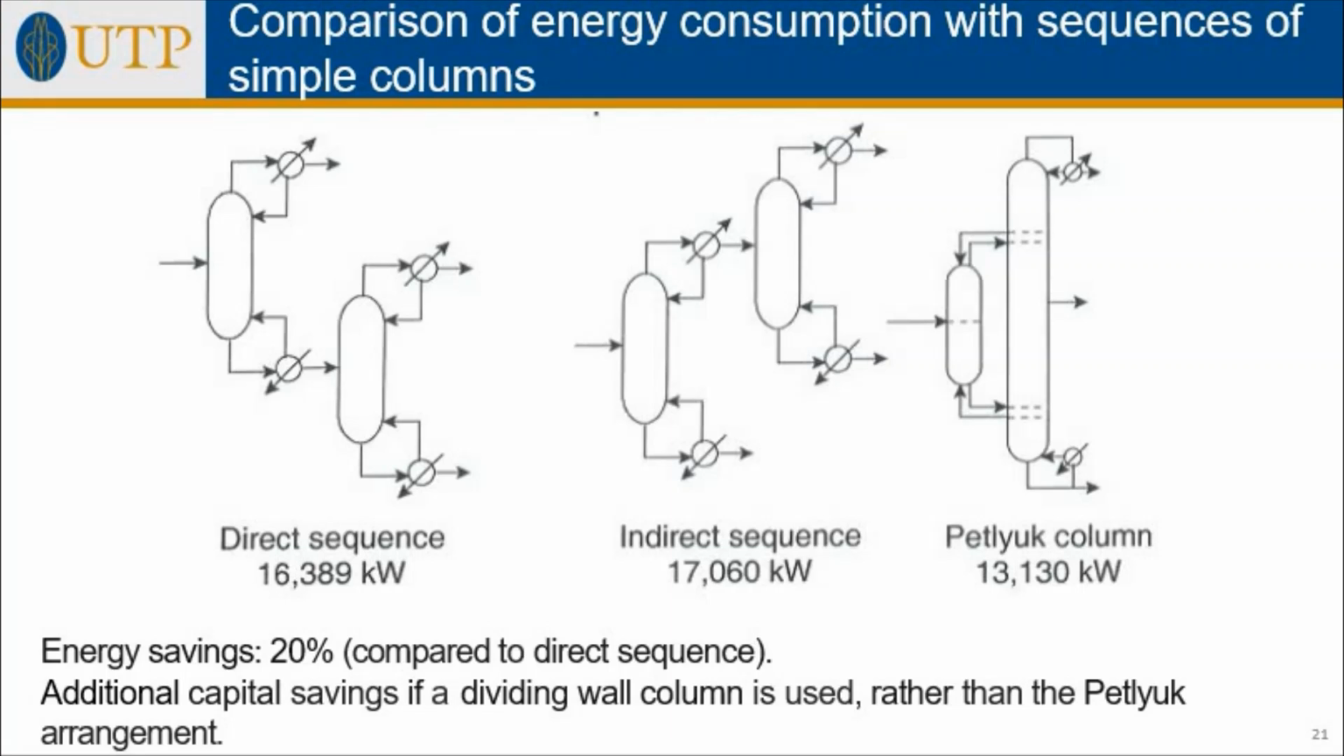This slide shows the comparison of energy consumption with sequences of simple columns, including direct sequence and indirect sequence. Compared with the direct sequence, an energy saving of 20% can be achieved using the Petlyuk column. In fact, additional capital saving will be achieved if a dividing wall column is used.